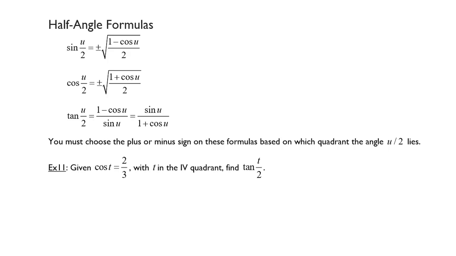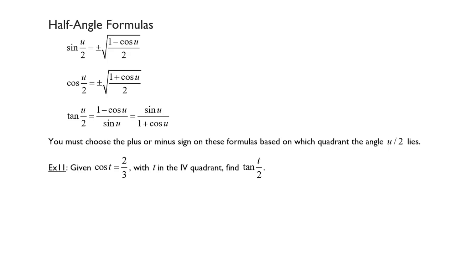In the previous video, I proved that tangent of u over 2 is equal to sine of u over 1 plus cosine of u. The other two half-angle formulas are listed here. Sine of u over 2 is equal to plus or minus the square root of (1 minus cosine of u) over 2. And cosine of u over 2 is equal to plus or minus the square root of (1 plus cosine of u) over 2.